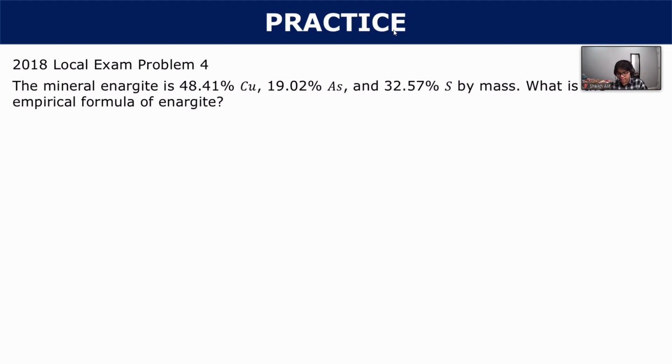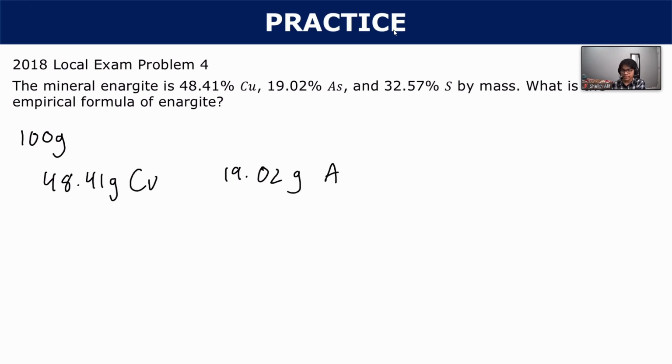Okay, so for questions like these, it helps to convert the percentages into mass. So you can assume that the entire mass is 100 grams. We're just assuming. And if it's 48.41 percent copper by mass, that means we have 48.41 grams of copper. We're gonna have 19.02 grams of arsenic, and we're gonna have 32.57 grams of sulfur.